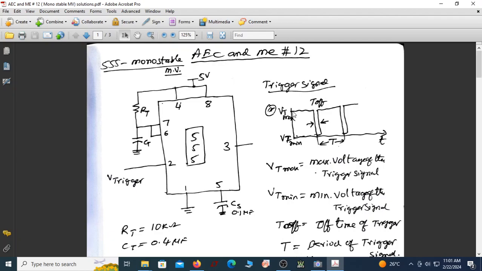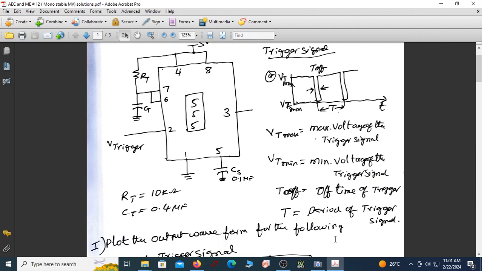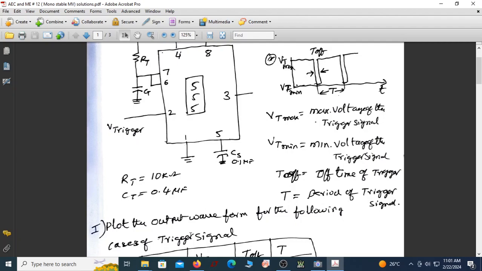So there is a trigger signal which is high and it goes low, and you can see there is an off time for this trigger signal and a total time for this. We have VT max, that is the maximum voltage of the trigger signal, and the minimum voltage of the trigger signal is specified as VT min. There is a T off which is the off time of the trigger. There is a T which is the time period of the trigger signal, and the task is to plot the output waveform for the following case of the trigger signal.